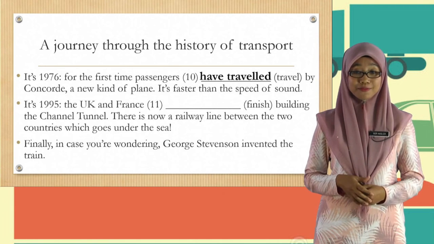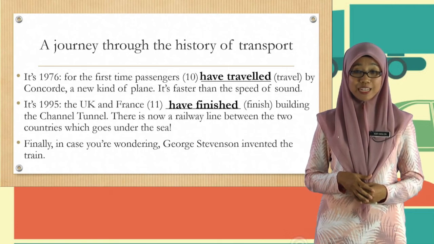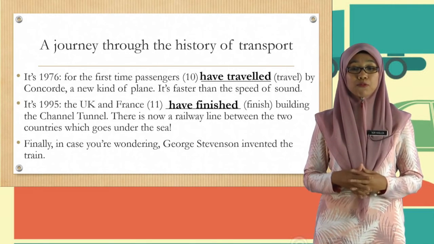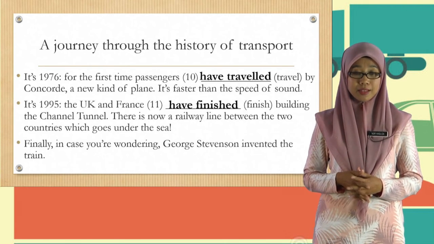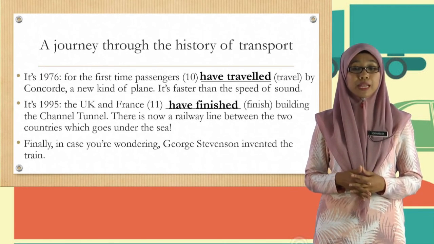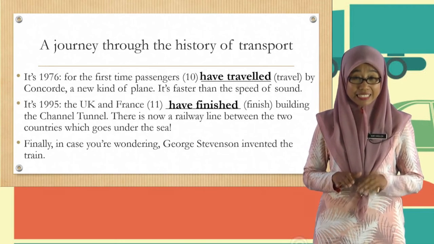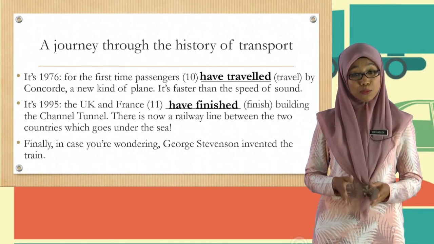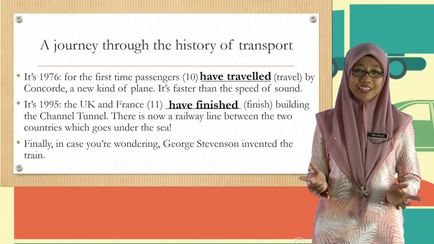Okay, what is the answer for question number 11? Do you know? What is your answer? Have finished. Yes, this is the correct answer. The UK and France have finished building the Channel Tunnel. There is now a railway line between the two countries which goes under the sea. Wow. Okay, finally, in case you're wondering, George Stephenson invented the train.